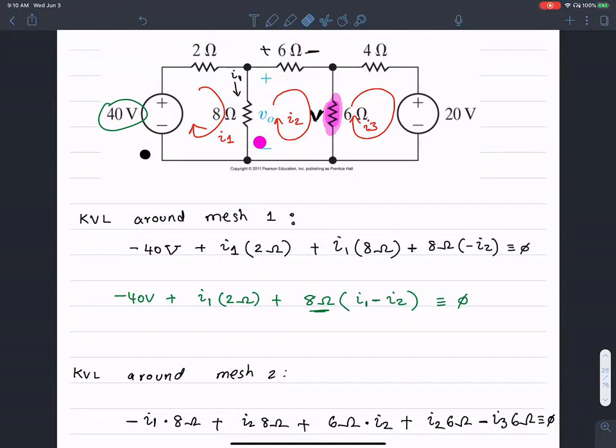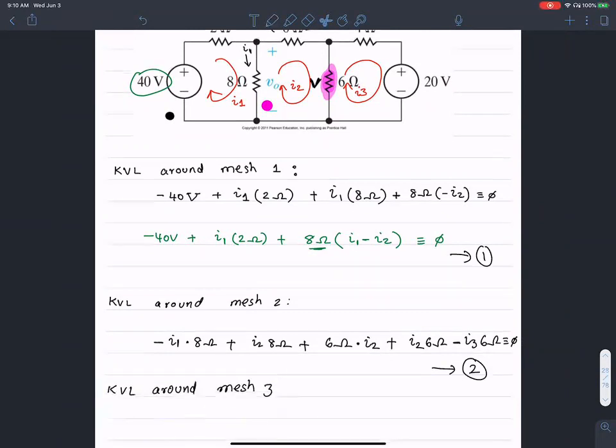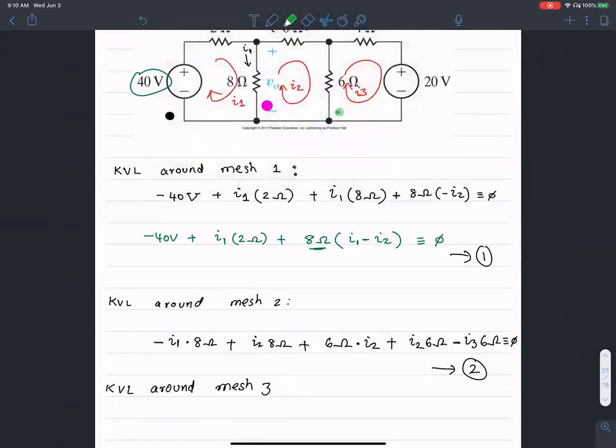So three equations, two of which I have already set up. This is equation number 2, this is equation number 1, and now let's write the third equation as well: KVL around mesh 3. Again, I start at the lower left corner. That's mesh 3 here. I'm talking about this mesh over here.